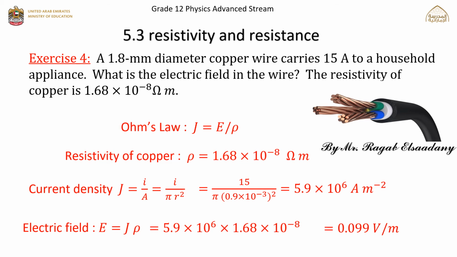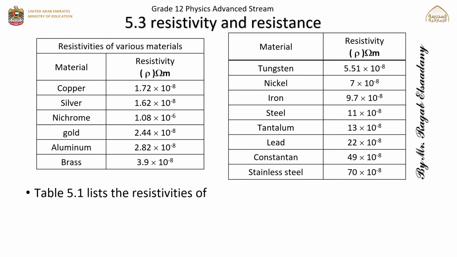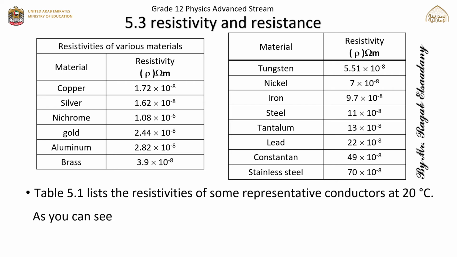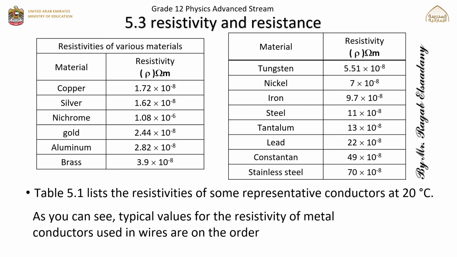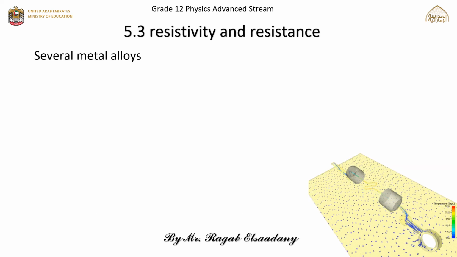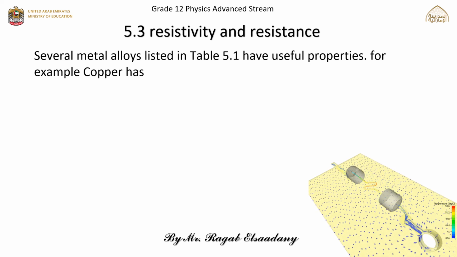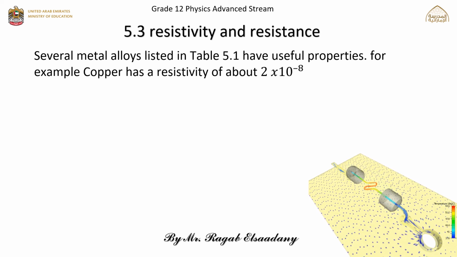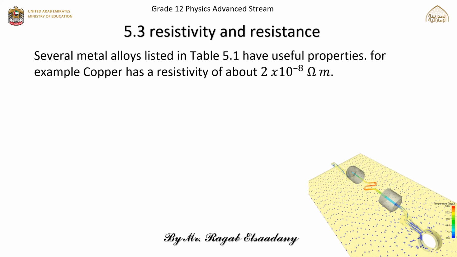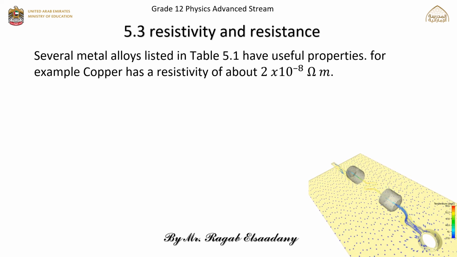0.099 volt per meter. Table 5.1 lists the resistivities of some representative conductors at 20 degrees Celsius. As you can see, typical values for the resistivity of metal conductors used in wires are on the order of 10 power minus 8 ohm meter. Several metal alloys listed in table 5.1 have useful properties. For example, copper has a resistivity of about 2 times 10 power minus 8 ohm meter.